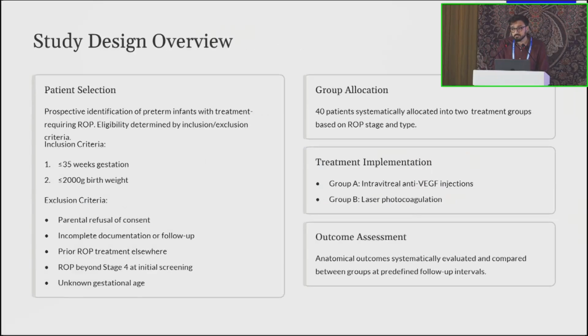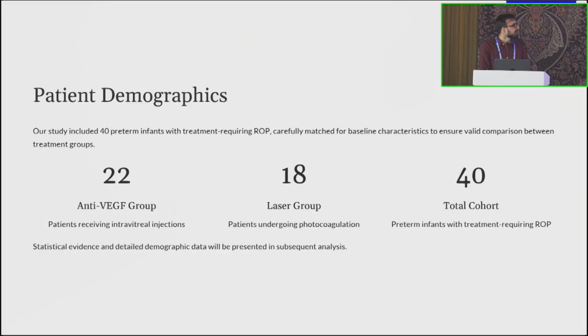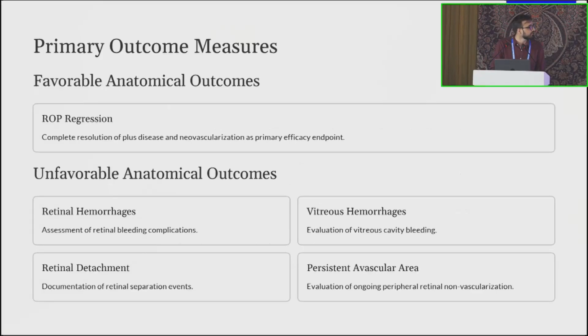Study design: we selected patients with type 1 ROP, which requires treatment, and we allocated the patients to groups. We took a total of 40 patients divided into 2 treatment groups, group A and group B, and anatomical outcomes were compared accordingly. This shows the demography. 22 patients were given anti-VEGF and 18 patients were given laser.